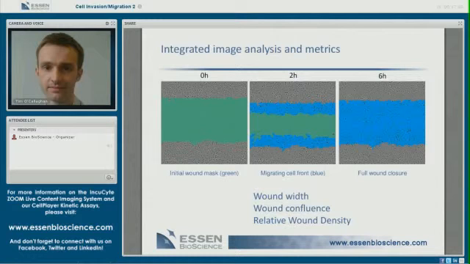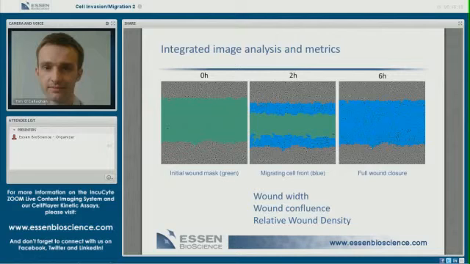Images can be analyzed using the integrated image analysis metrics, and these are user trainable and can be used to optimally mask your wound and cell movement into the wound over time. So the left-hand image here, immediately after wounding at T0 hours, shows the initial scratch wound mask in green. As cells migrate into the wounded area, they are illustrated with the blue mask, and this is continued until full wound closure is observed.